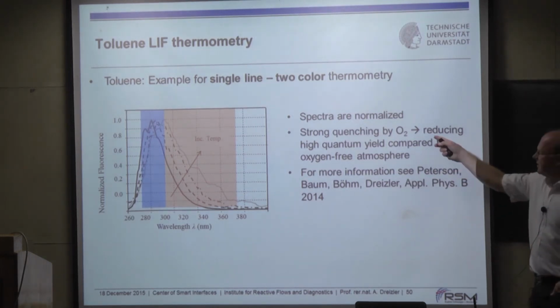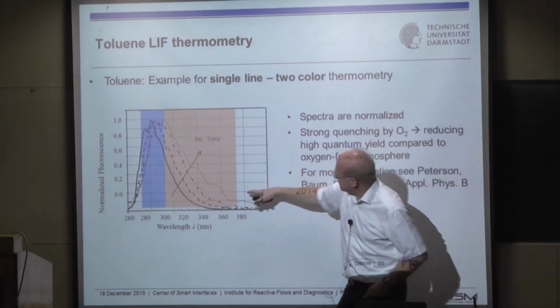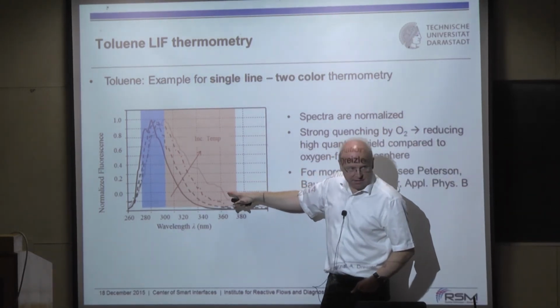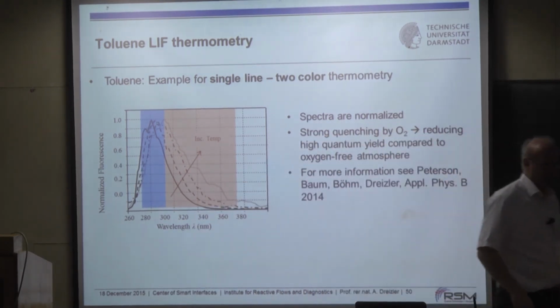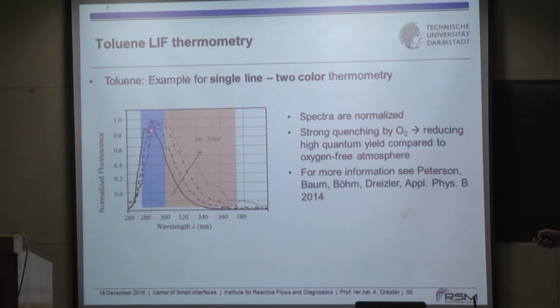You see that although they are normalized, the signal is weaker. You see all these wrinkles here. That is noise. And at low temperature, everything is smooth. It's a higher signal intensity. If you go to non-nitrogen atmospheres, maybe in air, then you end up with O2 quenching, and then you're at least 1.5 orders of magnitude even lower in the signal, and that as well limits your precision. For more information, I refer here to a paper we have published last year about toluene LIF.